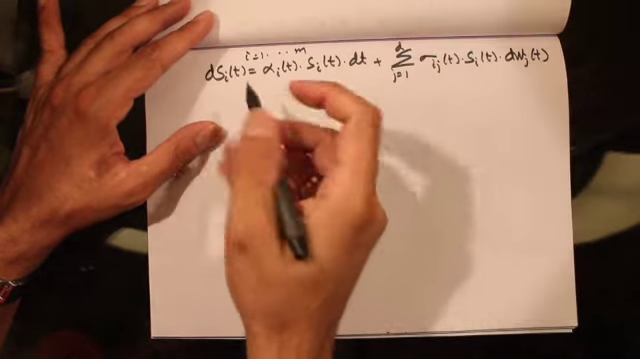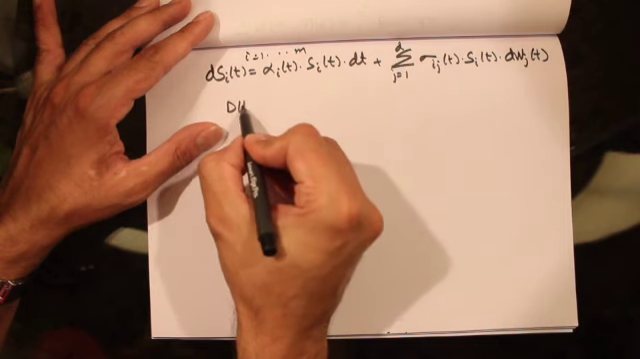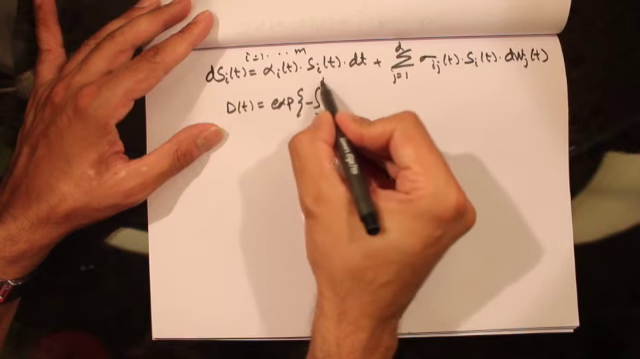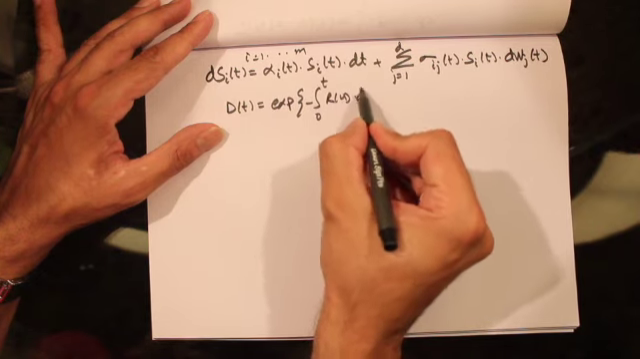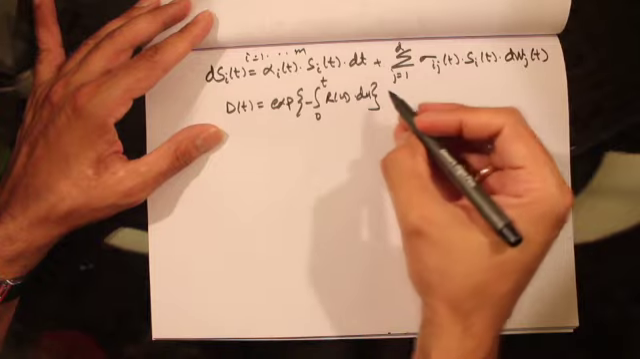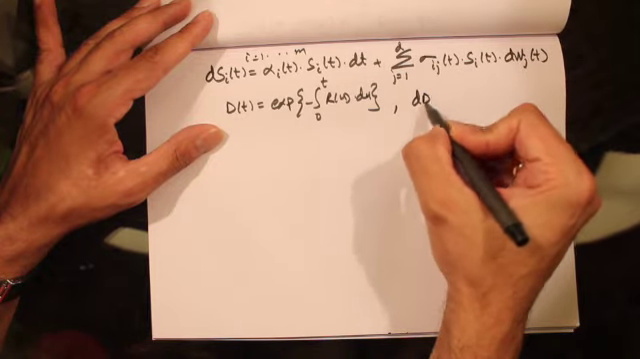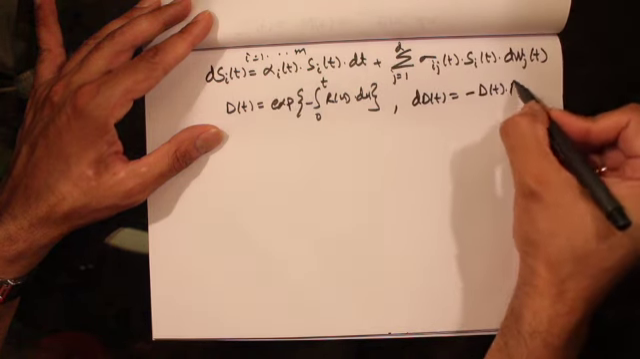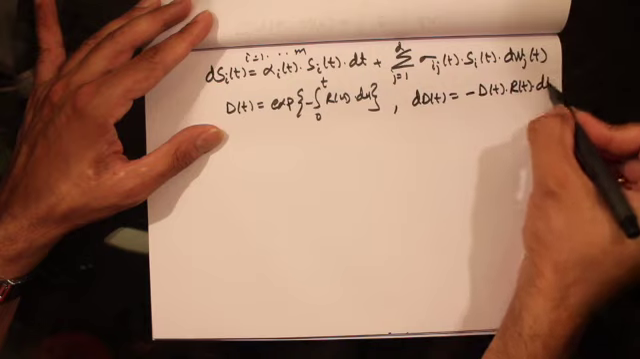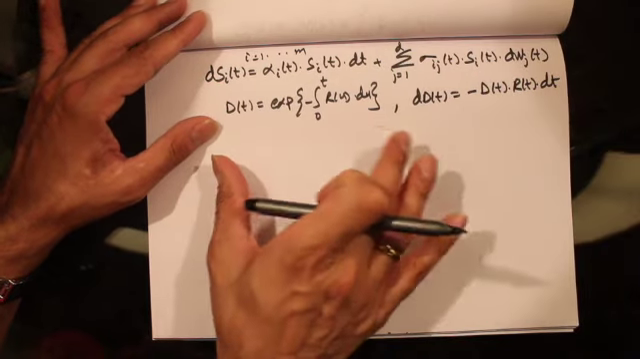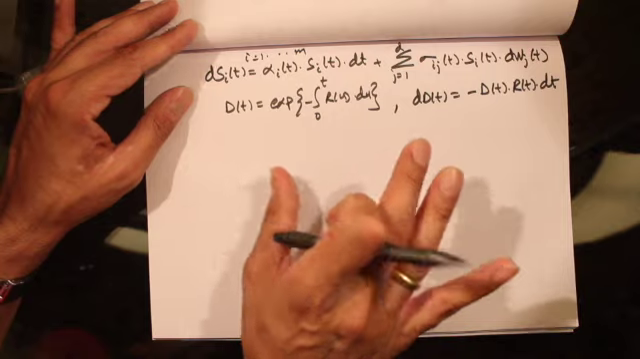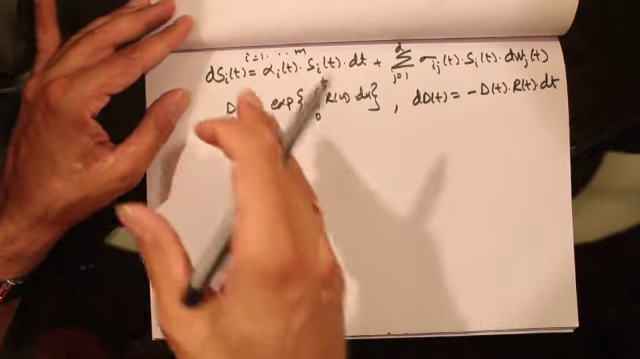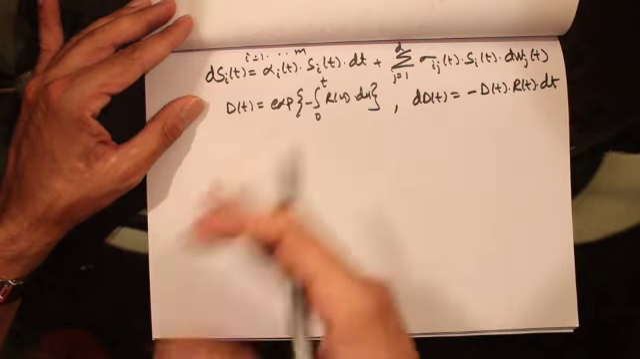We also had a discount process. The discount process was given by D(t) = exponential of minus the integral from 0 to t of R(u) du. And we also have seen that dD(t) was then given by minus R(t) D(t) dt, right? Now what we want to do is figure out the differential of the discounted value of the stock, or the discounted stock process.